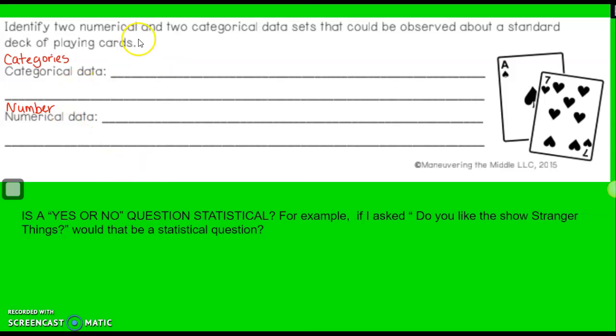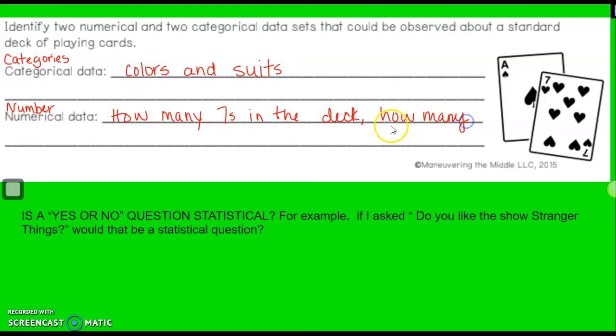The things that I said for this one, I said you could do colors and suits of the cards. For the numerical data, you could do something easy like how many 7s are in the deck. Or you could do something like how many times you drew a face card. There's lots of things you could do. So make that up on your own.